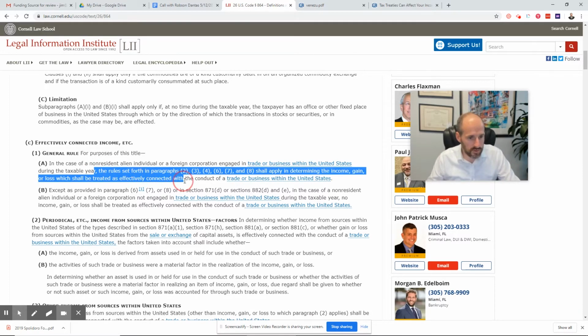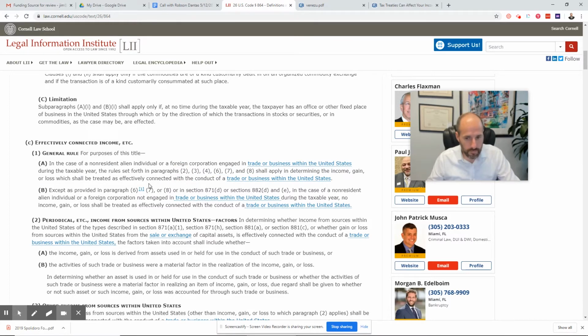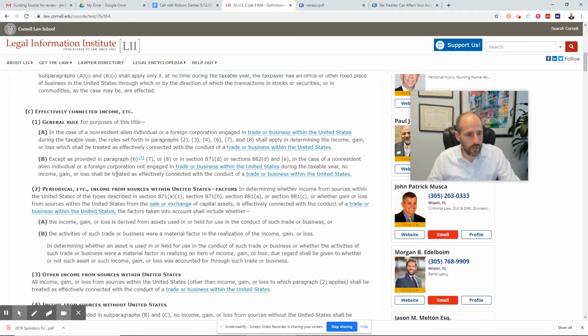Okay, so let's go through these paragraphs. Except as provided in paragraphs 6, 7, and 8, or in section 871(d) or 882(d) and (e), in the case of a non-resident alien individual or foreign corporation not engaged in trade or business during the taxable year, no income is effectively connected income. So basically, if you're not doing any business in the United States, the U.S. government has no right to tax you, which is logical, and it's written, and we are reading it.